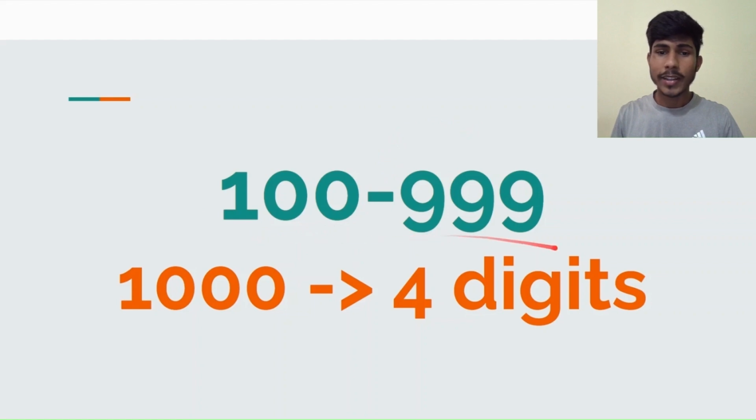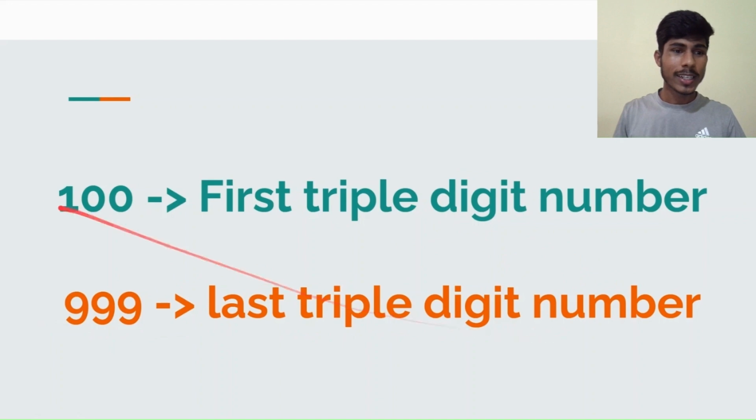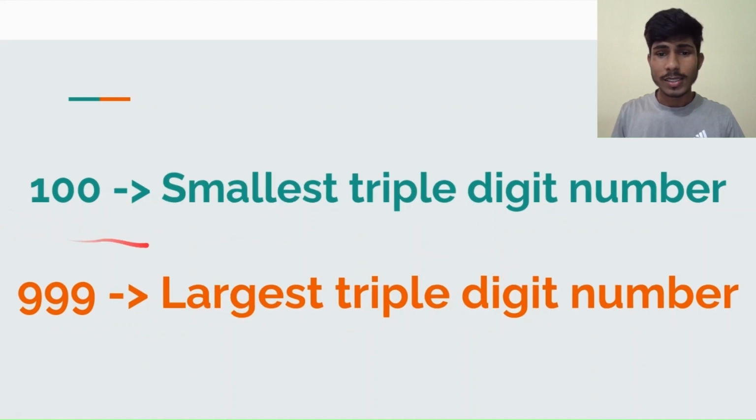So 999 will be higher than all the 3-digit numbers. After 999 we'll get 1000. See, 1000 has 4 digits. So after 999 we'll get 1000, which has 4 digits. So this is our first triple-digit number, and this is our last triple-digit number. What does that mean? It means this is the smallest one, this is the largest one with 3 digits. So 100 is our smallest triple-digit number, and 999 is our largest triple-digit number.